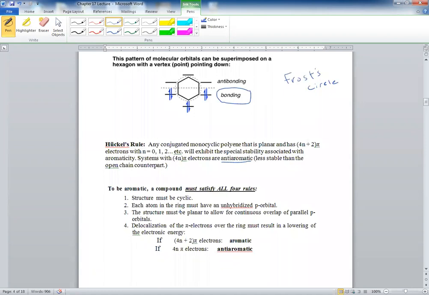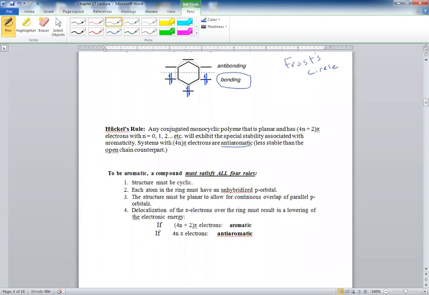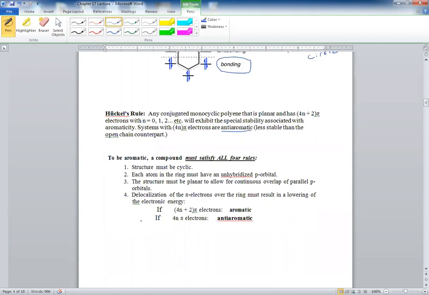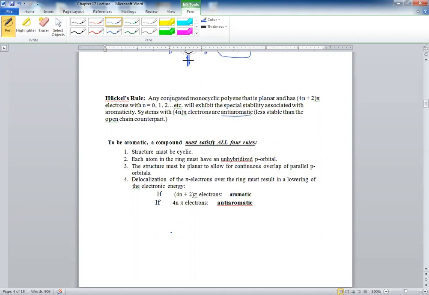Now, students oftentimes look at this 4n plus 2 pi electrons, and then they get confused. There's no need to. I'm going to summarize it when we get to that in a second. But let's look at what are the criteria needed to count a molecule as aromatic or not. Well, it has to satisfy all of these 4 criteria.